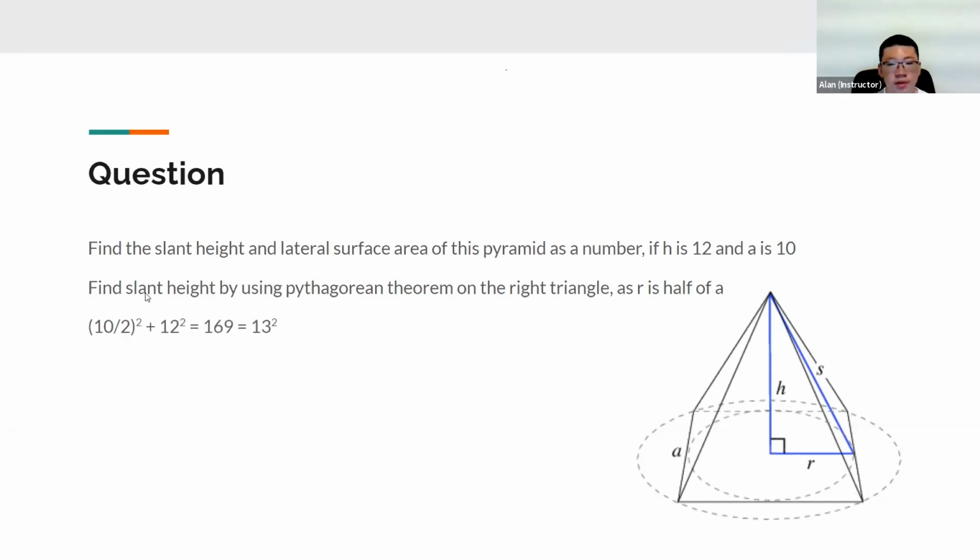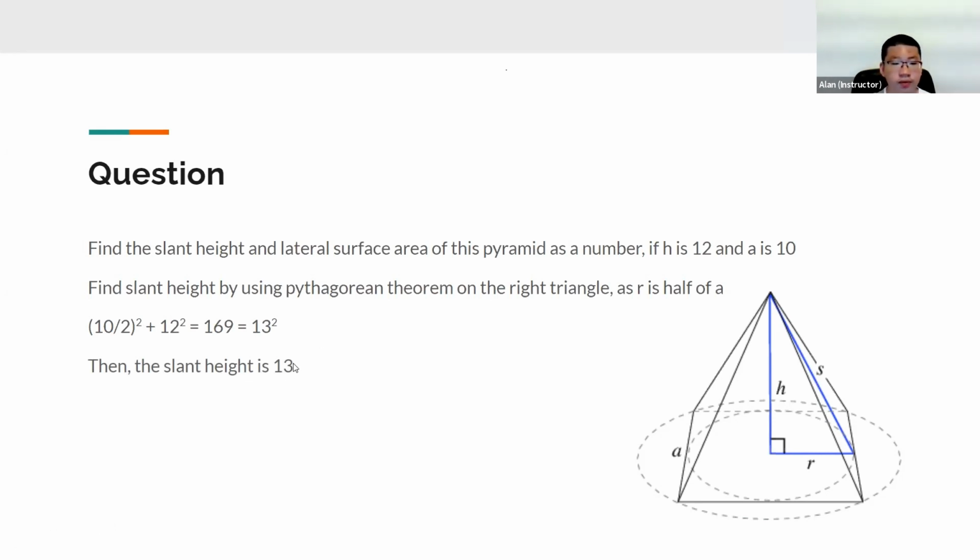So given that a is 10, half of a is 5, and h is 12. So you get that the slant length squared is 13 squared, so the slant height is 13.